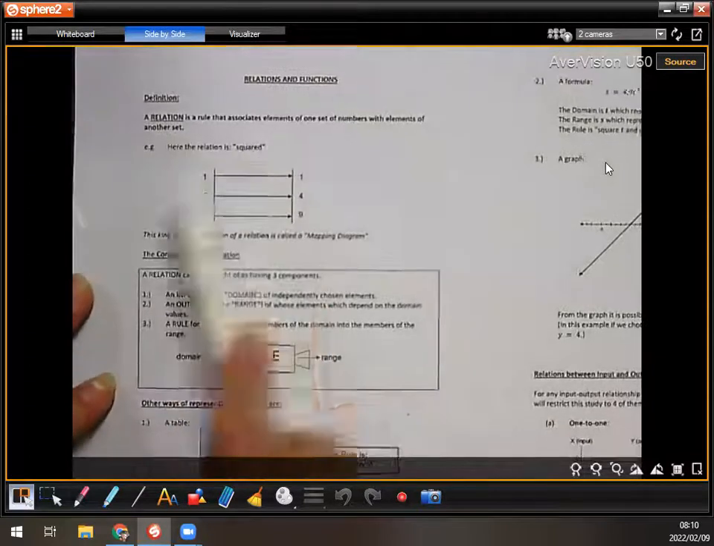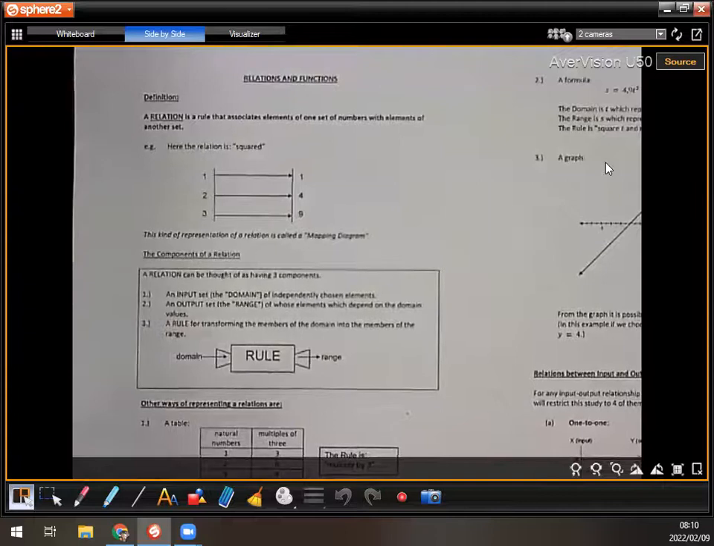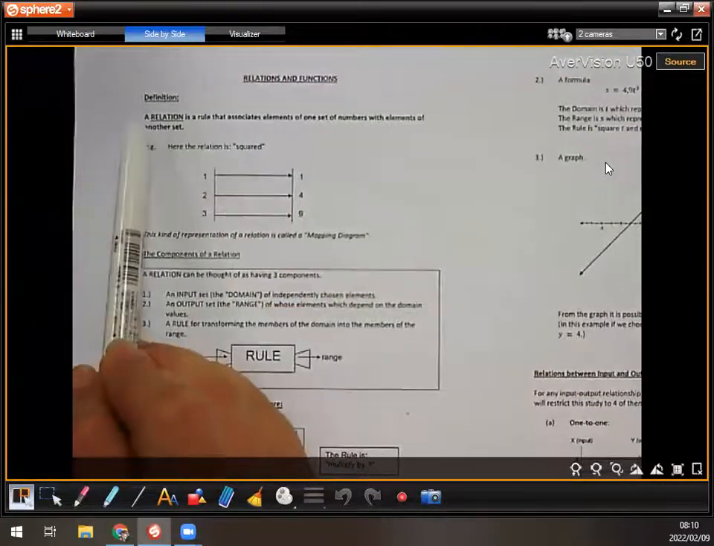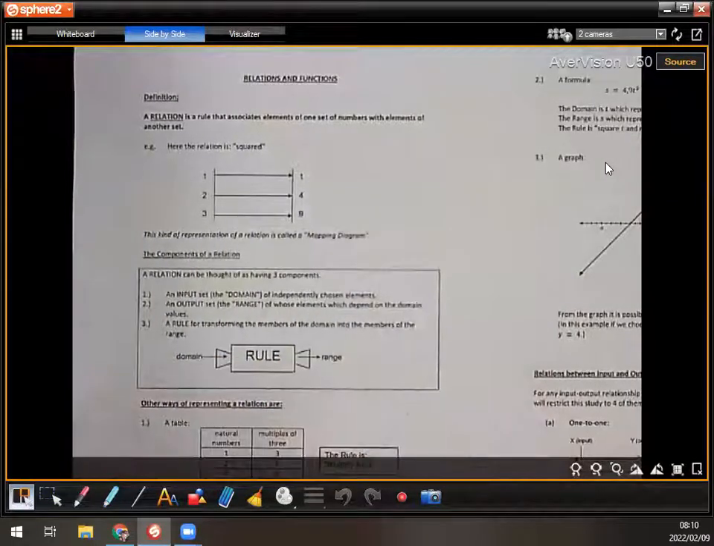So that's what they're saying here, the definition of a relation. And again, guys, I'm not going to ask you to write down the definition in a test or exam, but you do need to be able to apply it. So they're saying a relation is a rule that associates elements of one set of numbers with elements of another set. That sounds very complicated, but it's basically saying that a relation is almost like the relationship between input and output. Does that make sense?